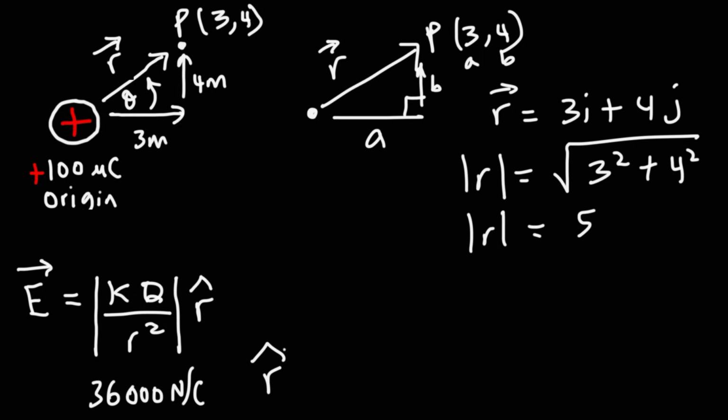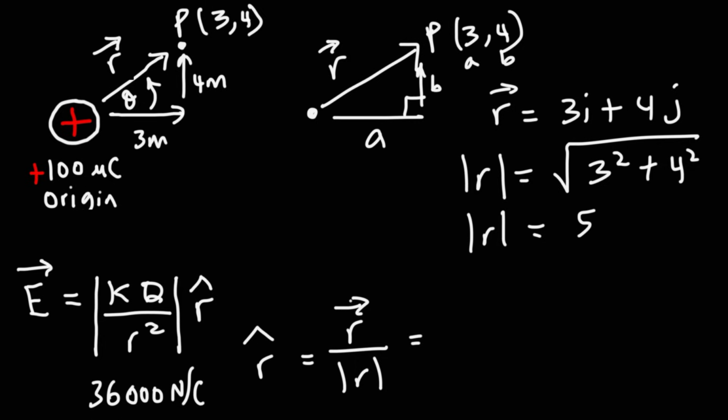Now r hat, the unit vector, is the vector r, or the position. All right, let me start over here. I don't want to confuse you. So r hat is the vector r divided by its magnitude. Just like we calculate any unit vector. It's the vector over its magnitude. Whenever you take the vector and divide it by the magnitude, you get the unit vector, you get the direction.